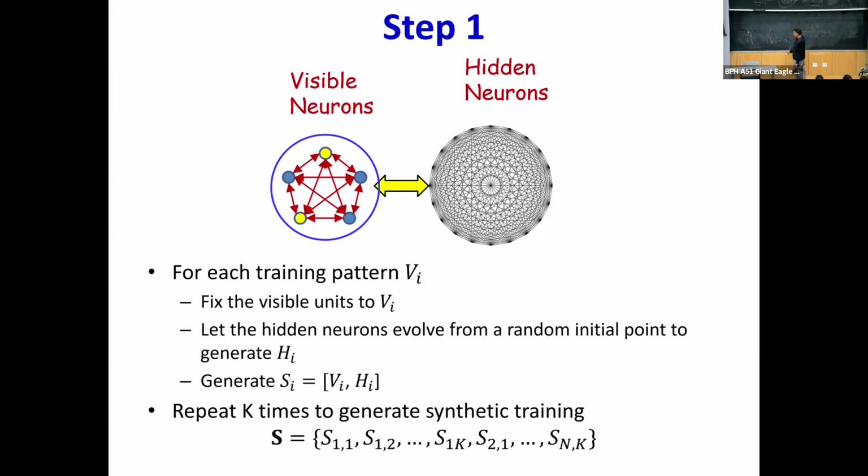So even finding this pattern is going to be done through optimization, where you initialize the visible bits with the pattern that you want to store, and let the rest of the bits evolve. And when that converges, you're going to get the completed pattern. That's what you would store.